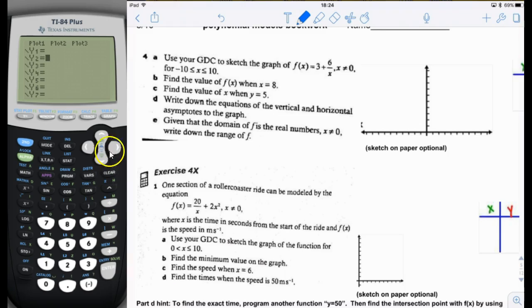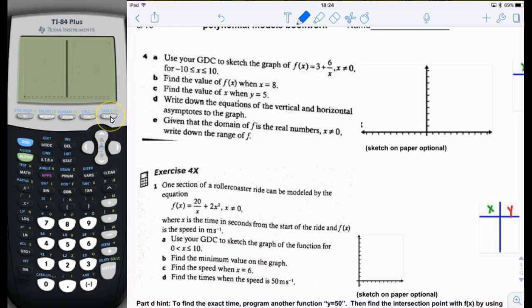Cleaning out the functions. Okay, we're going to put in 3 plus 6 divided by x. It's always good to put in parentheses when you're in doubt about PEMDAS. In this case, I would go ahead and put it in. They give you a good hint here. They say that they want to graph it between negative 10 and 10.